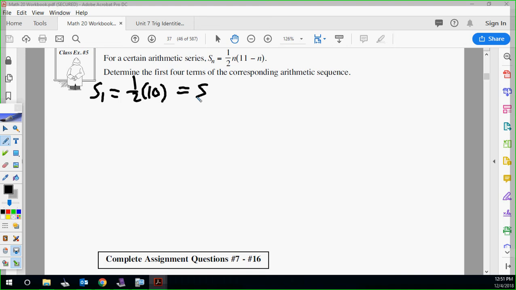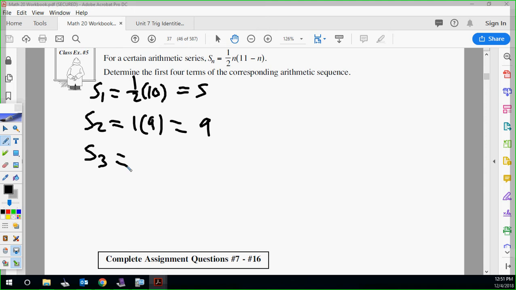Okay, I'm going to find the first 4 terms here. S of 2: half of 2 is 1, 11 minus 2 is 9, so 1 times 9, you get 9. All I'm doing is they're giving me an equation for the series, and I'm just plugging in values for n and getting what they are. We're not having to do the whole formula.